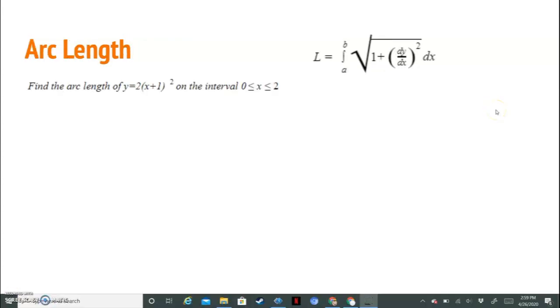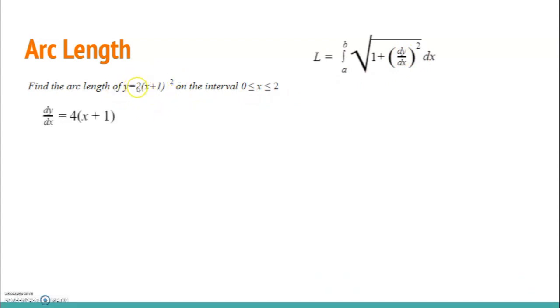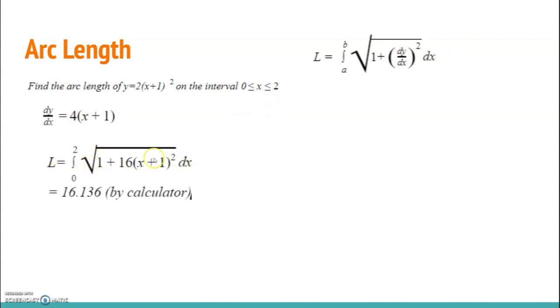For arc length, you really just need to remember the formula and how to use it. So there's usually a given interval, and those correspond with the numbers on the integral. And dy dx is just going to be the derivative of the given function. So in this case, the derivative of 2x plus 1 squared is 4x plus 1. And then you just plug that into the equation, and I used a calculator to get the answer being about 16.136.